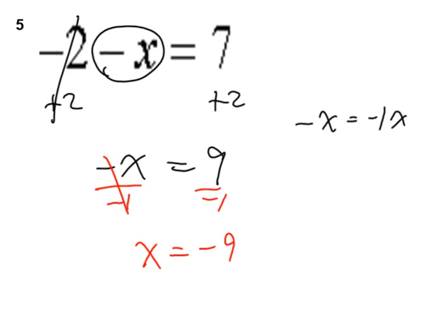Okay, don't forget that. Most people forget about this, and they just put x equals 9, but it's a negative x equals 9, and you have to divide both sides by negative 1. Okay.